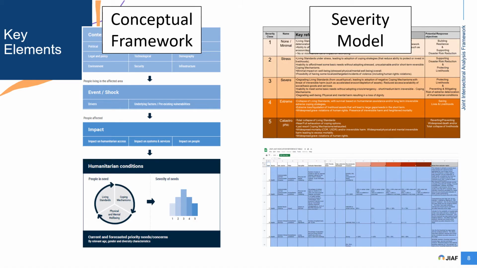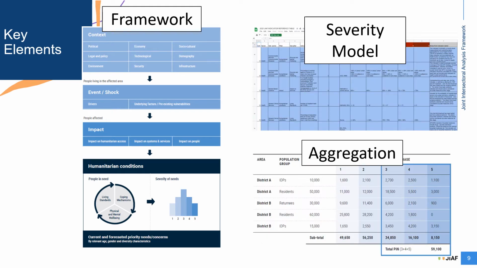As introduced in Module 1 of this series, there are 2 key elements to the JIAF approach: the conceptual framework and the severity model, which has the 2 components of a standardized severity scale and a list of agreed indicators. These 2 key elements are the foundation, the ingredients needed to perform a PiN aggregation. But we'll look at that in a bit.